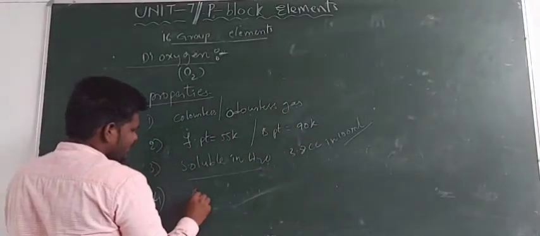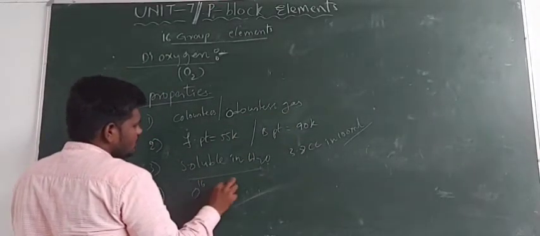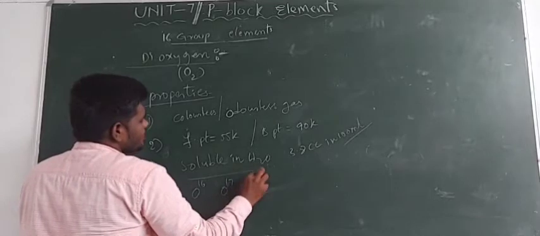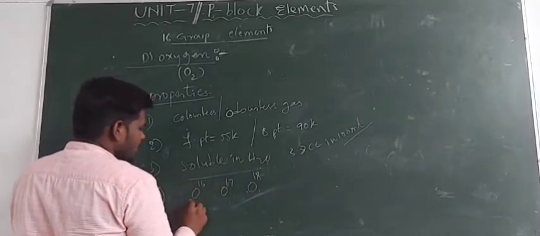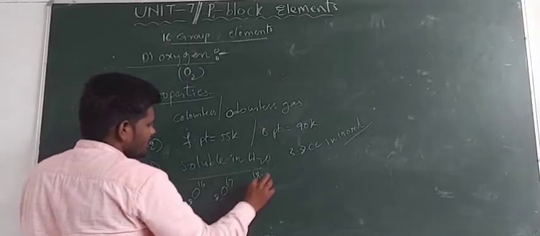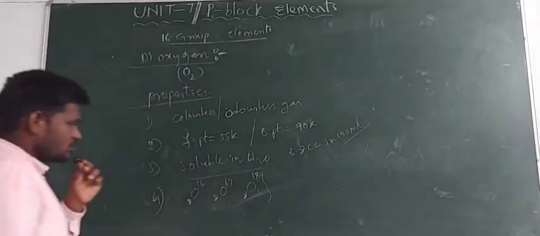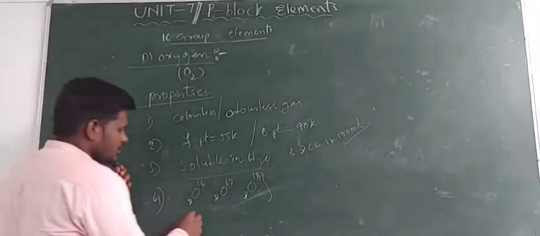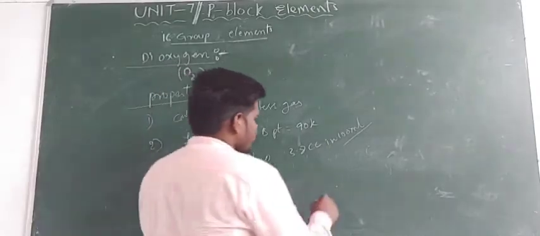And the next one, oxygen has 3 stable isotopes. They are O16, O17, and the next one O18. So you know guys, the atomic number is 8. So these are the stable forms of the isotopes of oxygen.